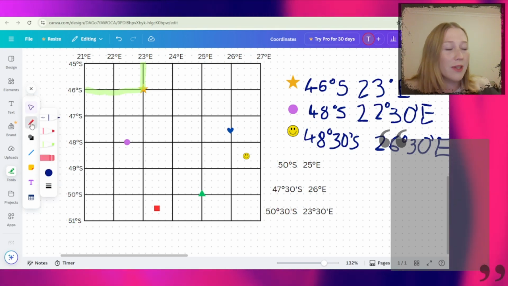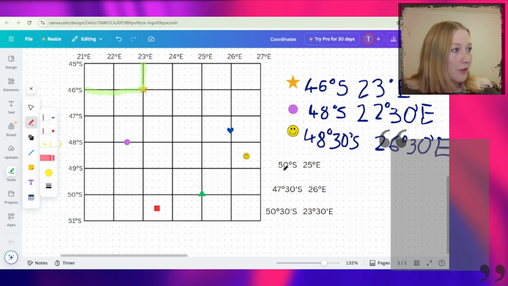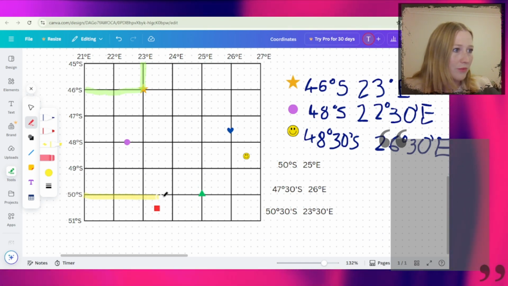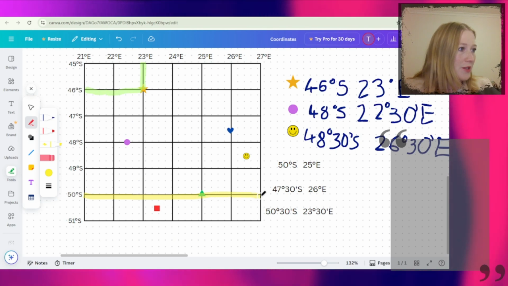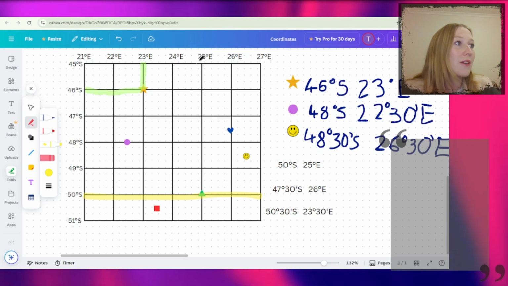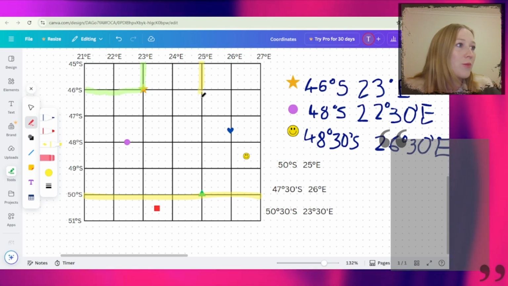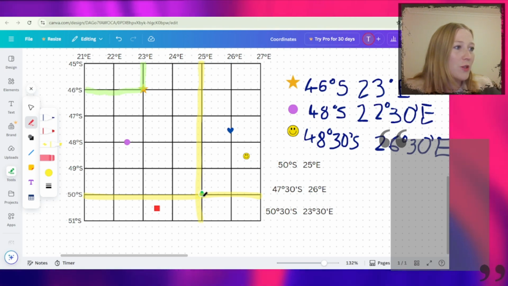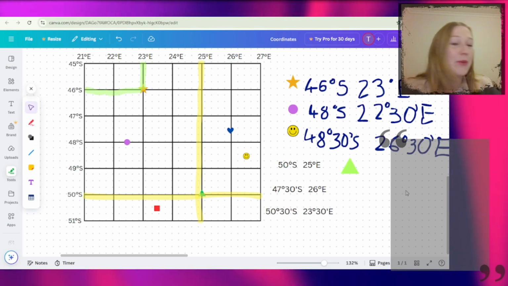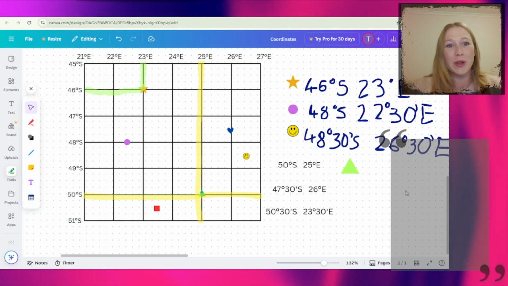Okay, let's just grab the little highlighter for the first one. 50 degrees south. So there's 50 degrees south. Take my highlighter across. And 25 degrees east. There's 25 degrees east. Take my highlighter across. Great. And that is where they cross. And there we have our little green triangle. There we go. Triangle. It's a bit easier than drawing it.